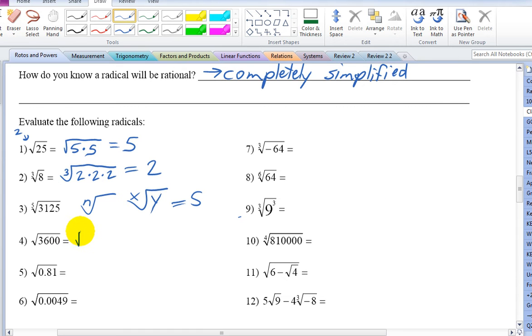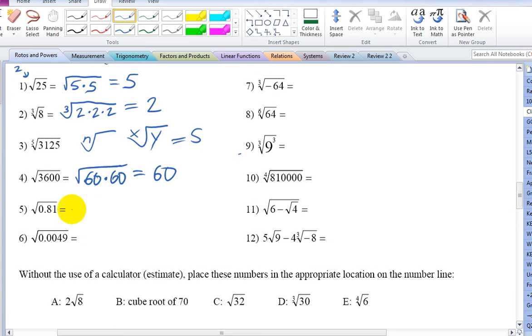Okay, this one you can break down to 60 times 60. So what does that equal? Equals 60. Right? Now the next one, these ones you want to change into a fraction. 81 over 100, because this is the tenths and then the hundredths. So use a decimal value to help you. That equals root 81 over 100, which equals 9 over 10. Okay, square root the top and the bottom.